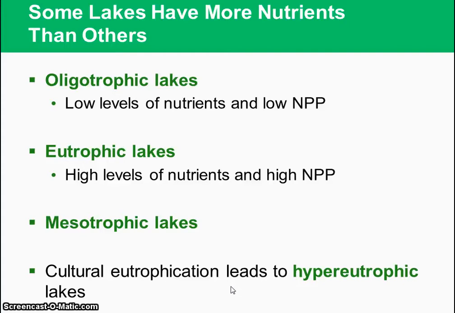If we add too many nutrients through fertilizer runoff or through phosphates in our dish detergents running into our sewer lines and not getting treated, then we get cultural eutrophication. We're adding too many extra nutrients, and that's a problem for a different reason.